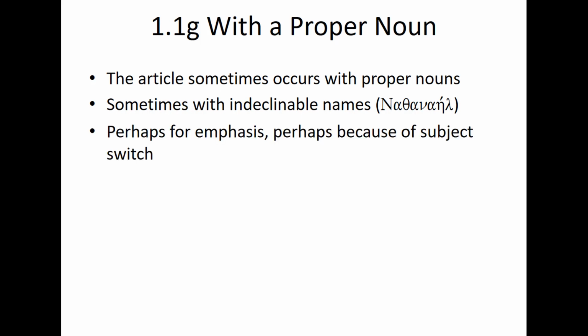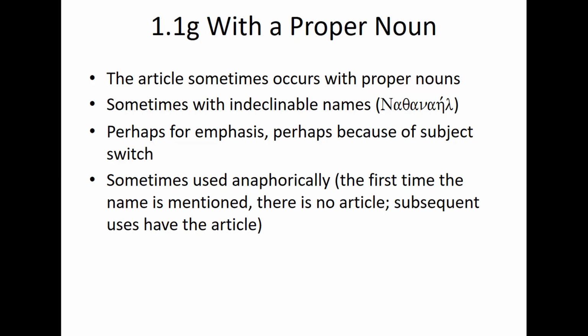On other occasions, however, even with words that do decline, we'll sometimes see the article. And so it may be that the article occurs for emphasis. Some thoughts are that the article occurs because of a subject switch. We do sometimes see the article used anaphorically with a proper noun. So remember this concept again of pointing backwards. The first time a name would be mentioned, it may not have an article, and then in subsequent uses, it might have an article.